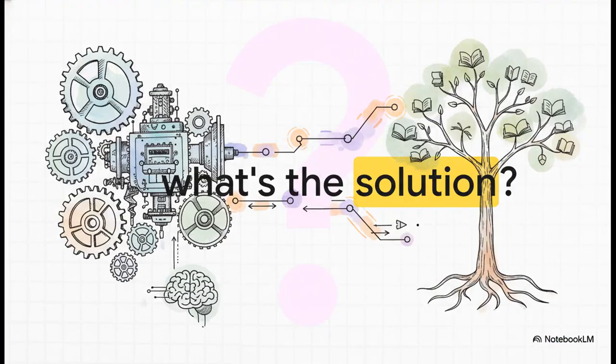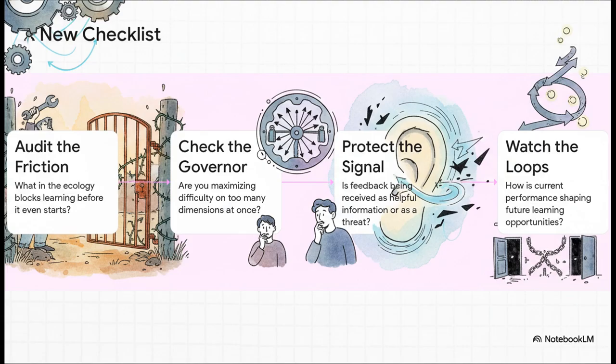Okay, so if that's the diagnosis, what's the prescription? What do we actually do about this? How do we start to fix this broken system? The solution is to change our job title. We need to think of ourselves less as teachers and more as learning systems engineers. And as an engineer, you can start with this diagnostic checklist.